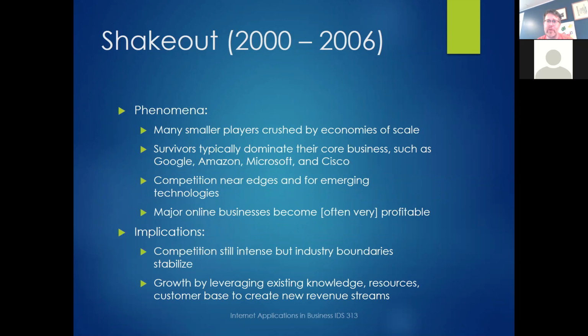Following that, you had the shakeout, right? Or the dot-com bust. So what happened is that all the smaller players got crushed by the economies of scale of the bigger players. For example, there was a window around the year 2000, 2001, something like that.